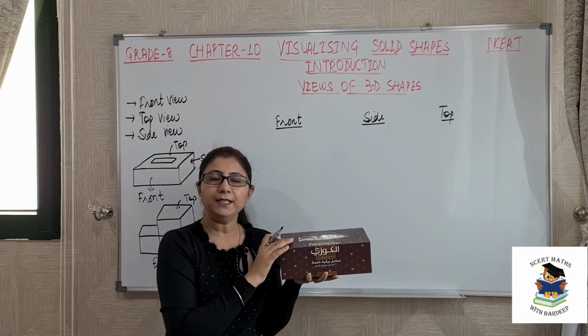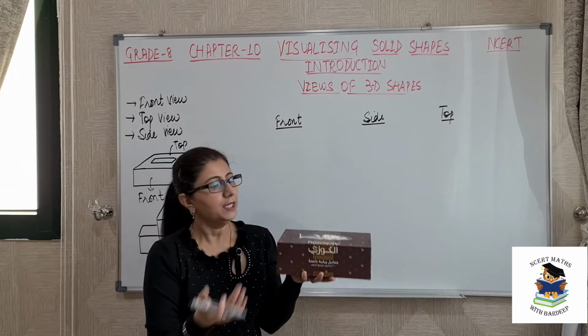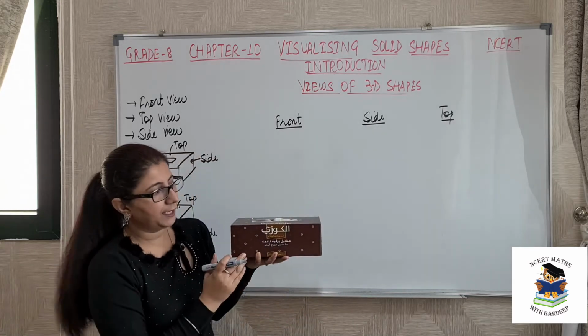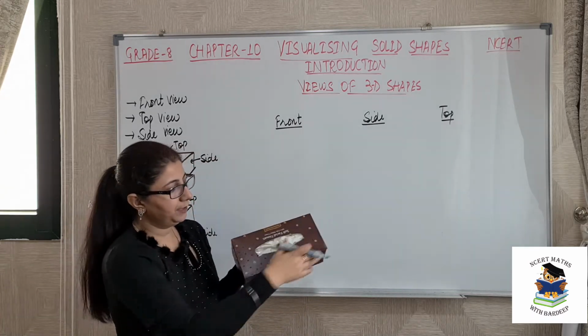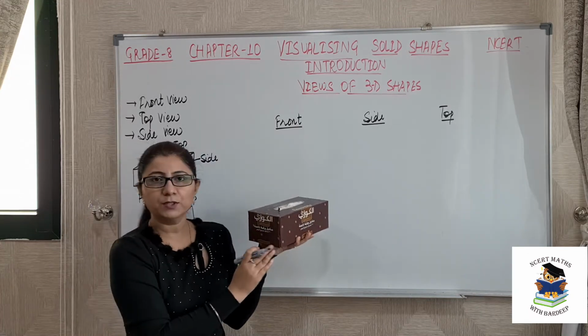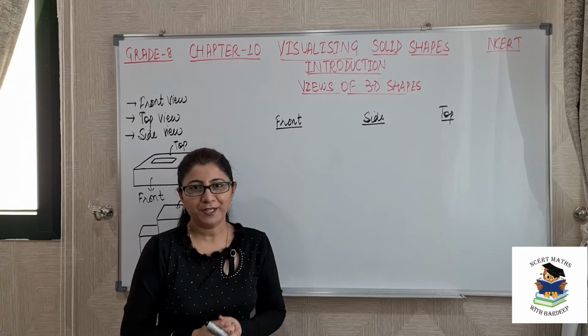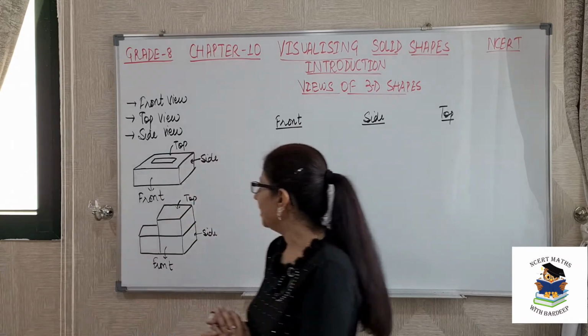That means the same object will look different from all the three views. So front view will be a rectangle, top view will be a rectangle plus this shape inside it, and side view will be a square. So this means that 3D shapes will look different from different perspectives. So let's do an example.